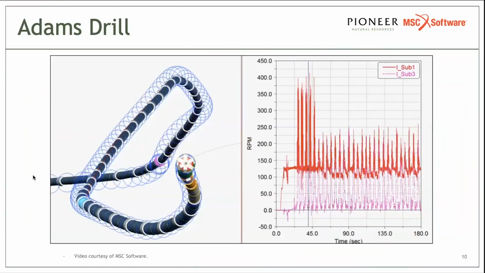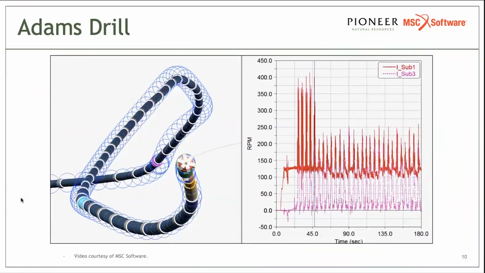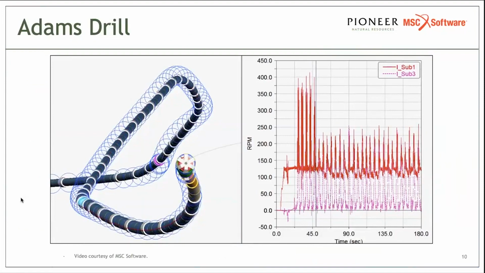With Adams, let's introduce what Adams Drill is. Adams is a program developed by MSC Software. It's a physics-based multi-body dynamics model, which is widely used in aerospace and automotive industries, to implement the same technology to drilling operations.